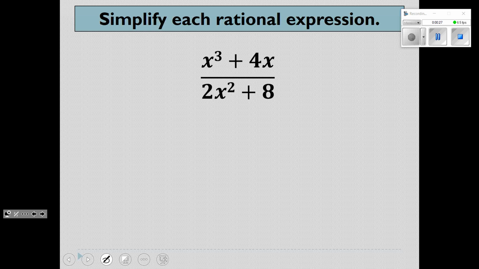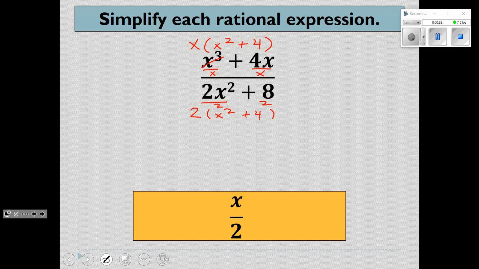X cubed plus 4x both has an x, so we can factor out an x. If we divide each term by x, what that leaves is x squared plus 4. So that's what we have on the top. On the bottom, again, we have two terms, but we do have a greatest common factor of 2. So if we factor out a 2 and we divide each term by 2, that leaves us with x squared plus 4.